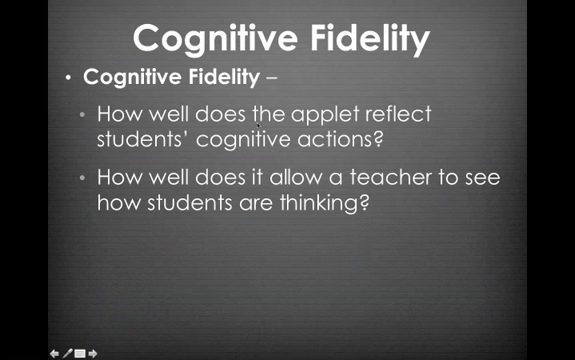The second one is cognitive fidelity. And cognitive fidelity is really about thinking. Of course, it says cognitive, right? But it's really about how students are thinking as they're using the technology. One of the things we want to think about is, does the technology allow the students to do the mathematics in ways that they're thinking about the mathematics? Can it reflect how they are thinking? As a teacher, can I see how the student is thinking?